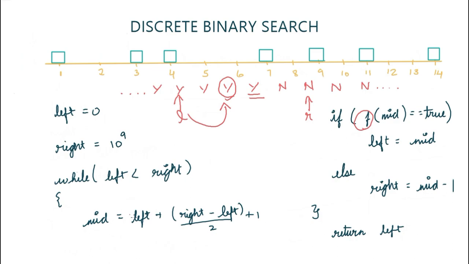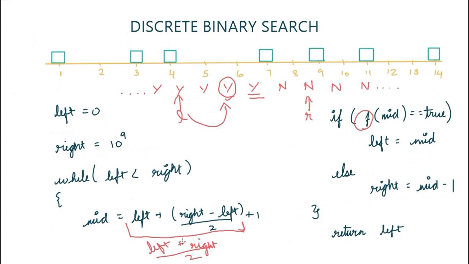Now coming back to why we are setting mid as follows: left plus right minus left by 2 plus 1. In my previous video I said that we set mid as left plus right by 2, but if you observe carefully, this portion left plus right minus left by 2 is essentially left plus right by 2. Why are we converting left plus right by 2 to something like this? This is because if we do it this way, L plus R by 2, there could be an overflow problem.